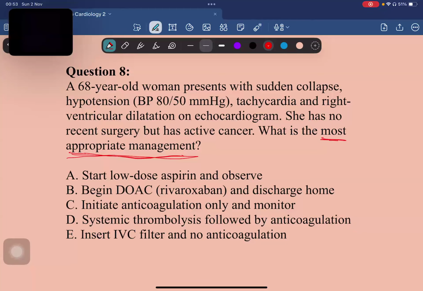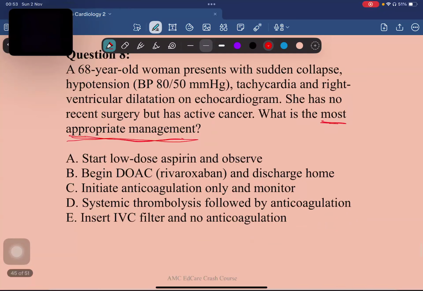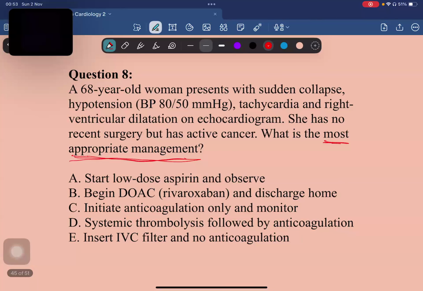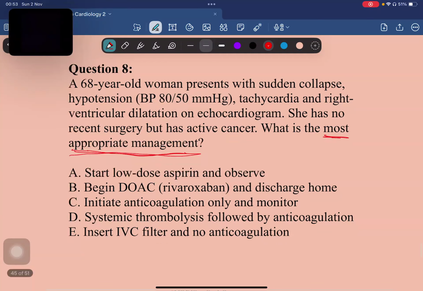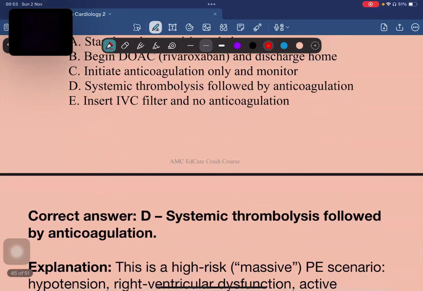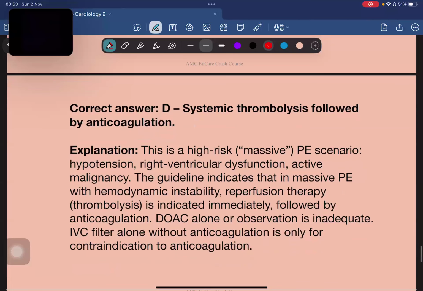I think in this we have to go with thrombolysis followed by anticoagulation, because this is a massive risk patient. It's a high risk pulmonary embolism. She's hypotensive. She has right ventricular dysfunction. So we just discussed in the guidelines that hemodynamically unstable patients, we should initiate thrombolysis immediately, followed by anticoagulation. So it should be systemic thrombolysis followed by anticoagulation.